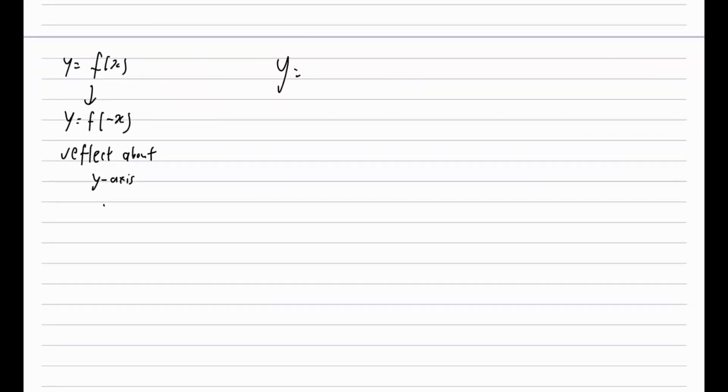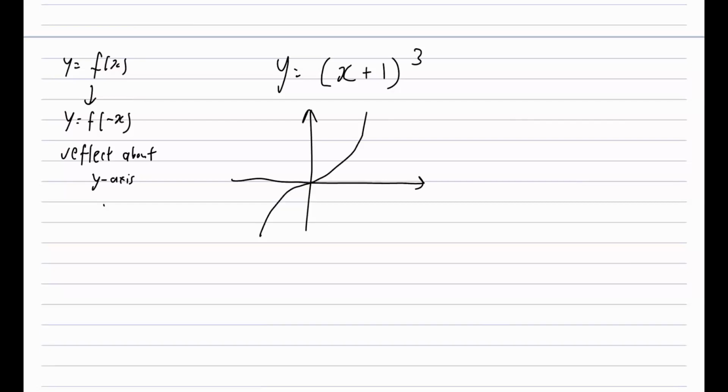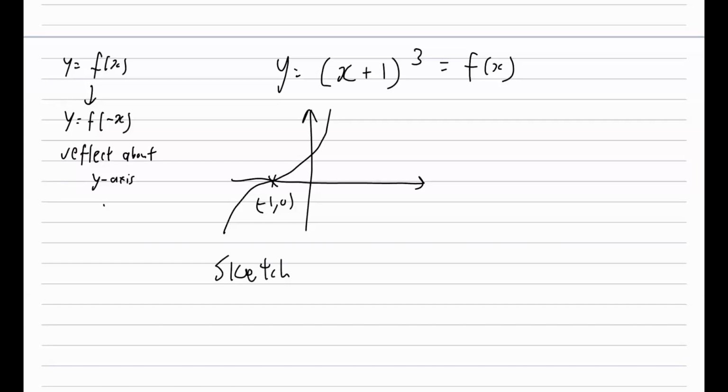So let's say we have y equals, I don't know, what's a good example? (x + 1) to the power of 3. How does that look? y equals x cubed looks like this. But when you plus 1, you have to shift it 1 unit to the left. So it's over here, negative 1, 0. Then now what we're going to do is call this f(x), and I want to ask you to sketch y equals f of negative x. So what's f of negative x? It just means you get (negative x + 1) to the power of 3.